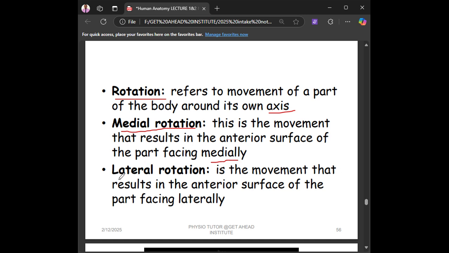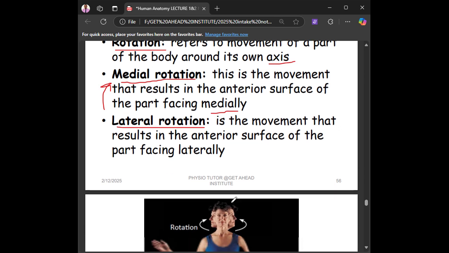Then we have what we call lateral rotation. Lateral rotation is the opposite of medial rotation, in the sense that it is the movement that results in the anterior surface of the part facing laterally, away from the midline.